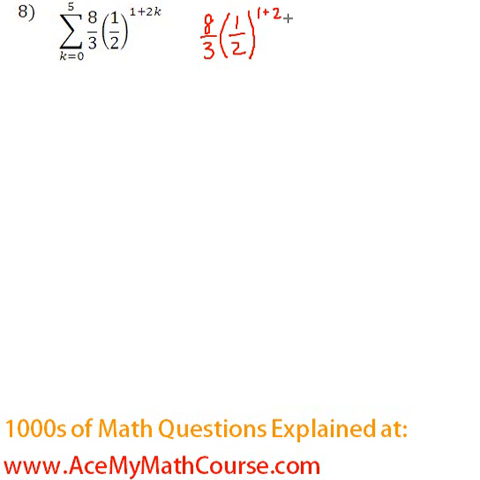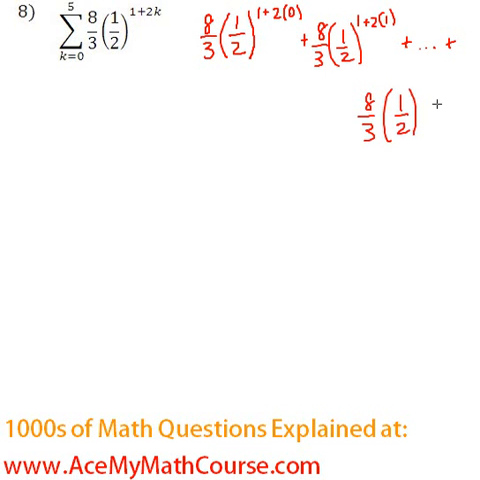So the first term would be 8 over 3 times half to the power of 1 plus 2 times 0. Now the next term will be 8 over 3 times half to the power of 1 plus 2 times 1, all the way up to 8 over 3 times half to the power of 1 plus 2 times 5, because that's the last term there, the last number. Great. So now I think I'll use the last term formula, because we already know the last term here. And the last term formula is a minus r times l over 1 minus r.